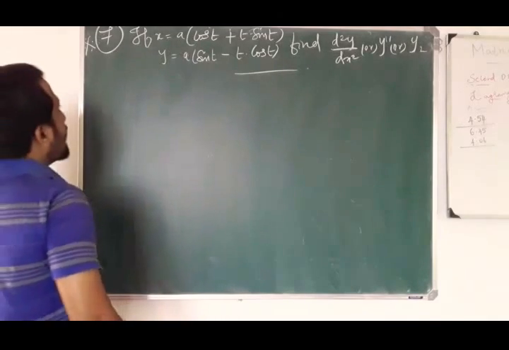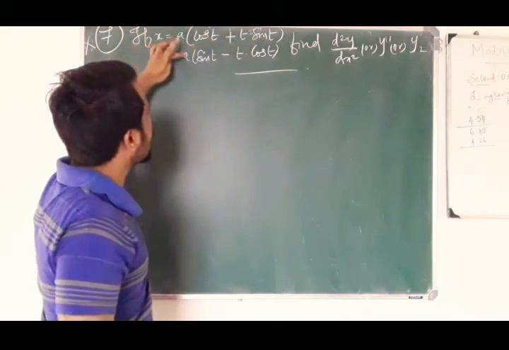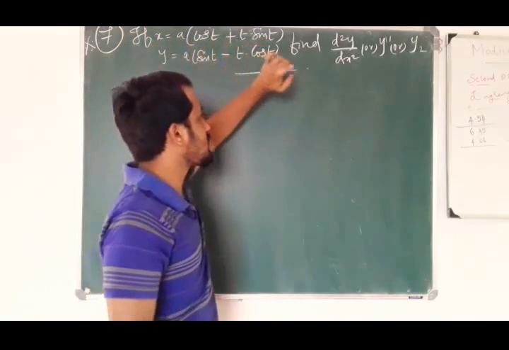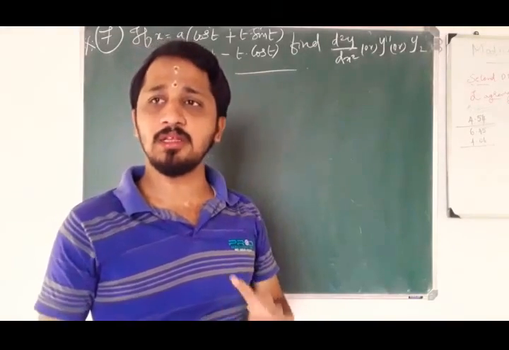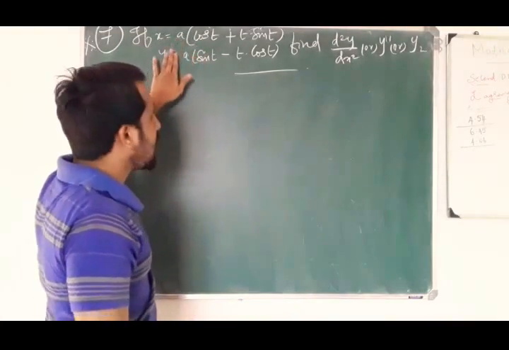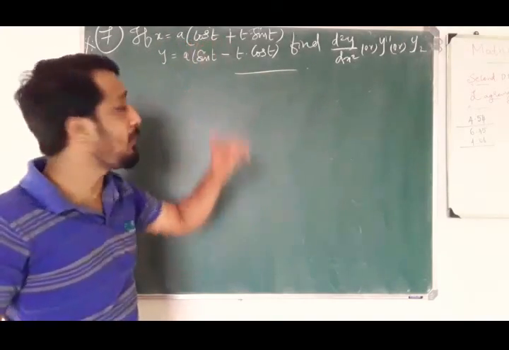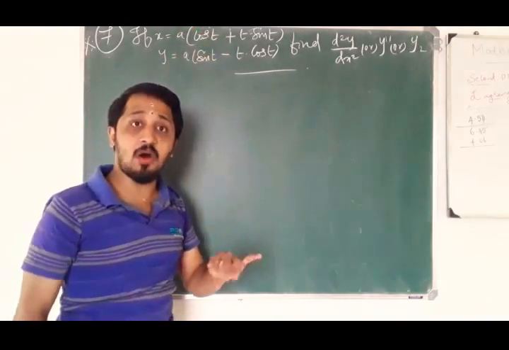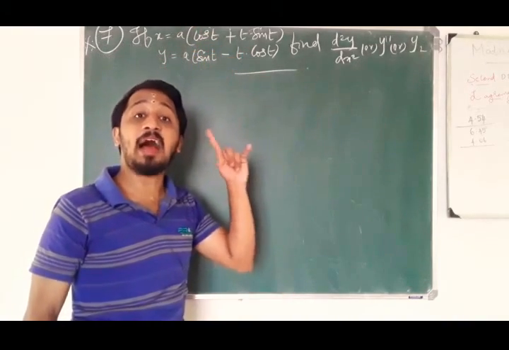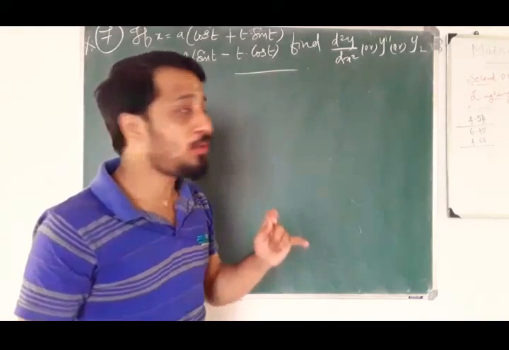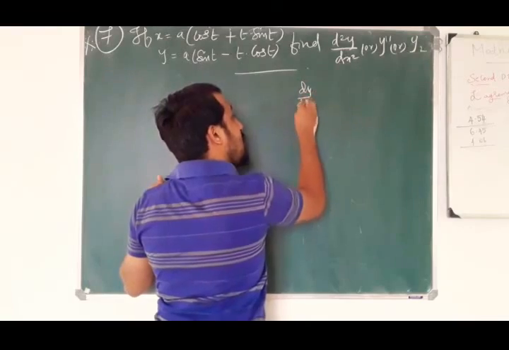They have given x = a(cos t + t sin t) and y = a(sin t - t cos t). We have to find the second order derivative. Before starting this proof, the functions x and y introduce another parameter, that is nothing but t. We have already discussed these types of problems in the topic parametric differentiation: how to differentiate in parametric form, how to find dy/dx in parametric form.